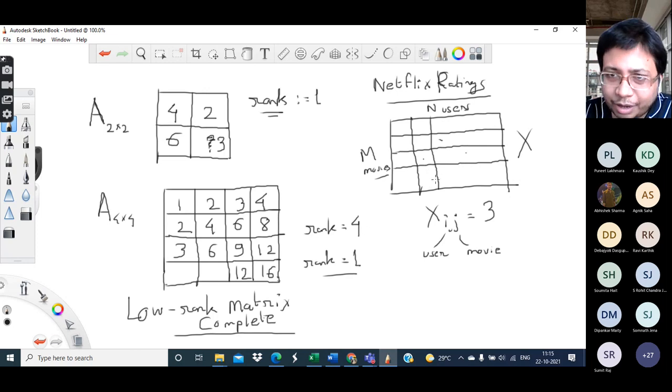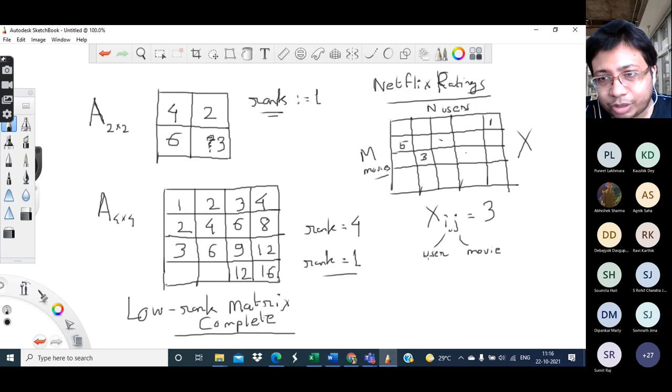Now the question is, let us say for example that this is 3. Let us say maybe this entry is 5, or this entry here is 1, etc. So if this is the situation, then the problem is as follows. Basically, the problem is to complete this full matrix. That is to say, predict what rating the... there is a mistake here. This should be movie, and this is the user.